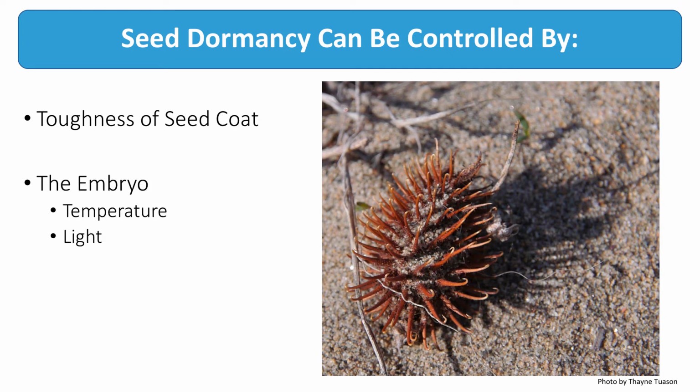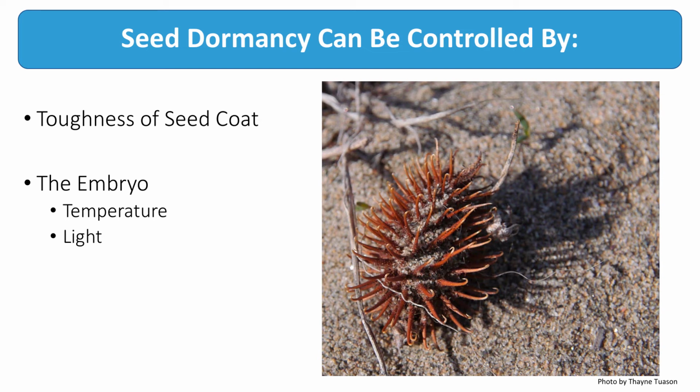In some other species, dormancy is regulated by the embryo. In some cases, the seeds are induced to germinate if a temperature threshold is reached. This threshold can be a high temperature. For example, the cocklebur seen here on the slide will not germinate until temperatures reach around 30 degrees Celsius. These tend to be plants that require warm soil for successful seedling establishment.